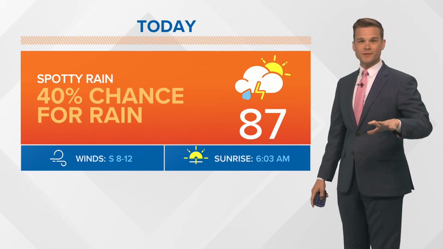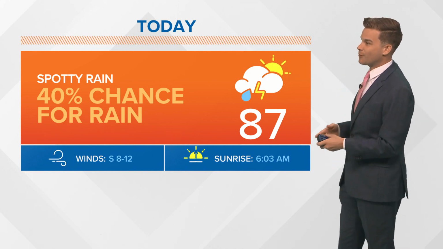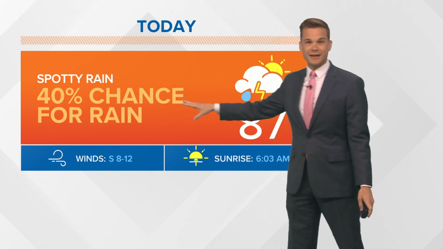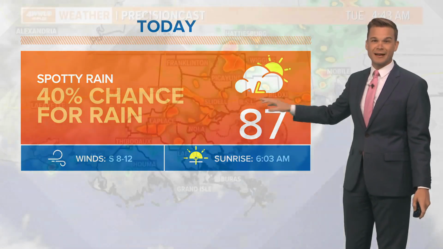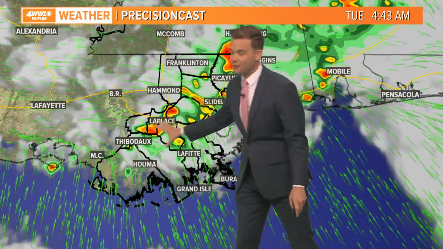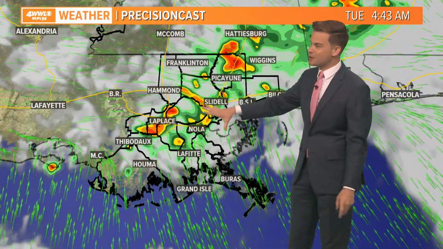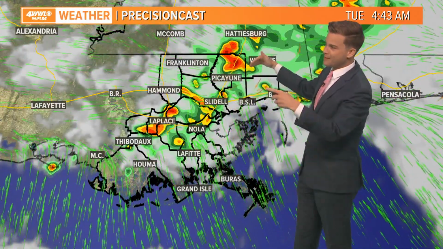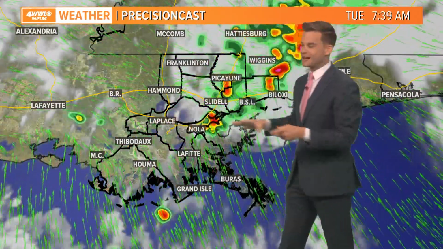Now, this morning we do have some showers and storms in the forecast. Right now we've got some rain across the area. By this afternoon it should be spotty in nature. It is going to be a warm day, about 87 degrees. The rainfall we have right now extends down through the bayou parishes, up on the western side of the metro, and up onto the North Shore and into Mississippi. That will likely be the trend over the next several hours.